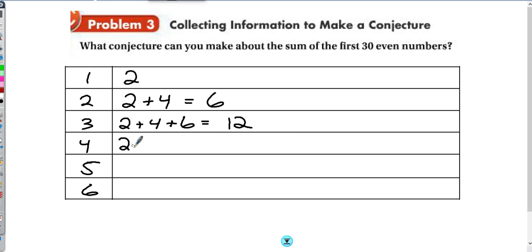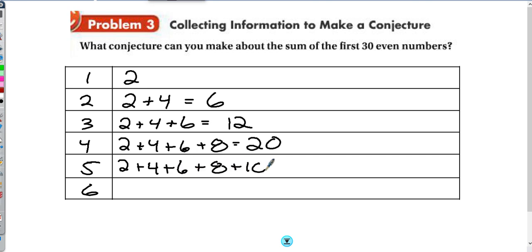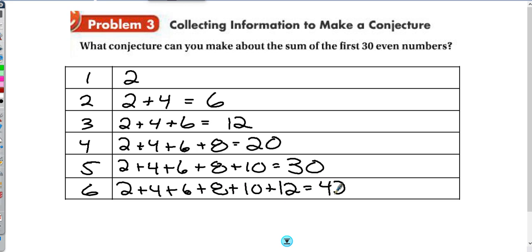Then the fourth term, 2 plus 4 plus 6 plus 8. It's going to be 20. Then you have 2 plus 4 plus 6 plus 8 plus 10, which is 30. And then you have 2 plus 4 plus 6 plus 8 plus 10 plus 12. You get to 42.